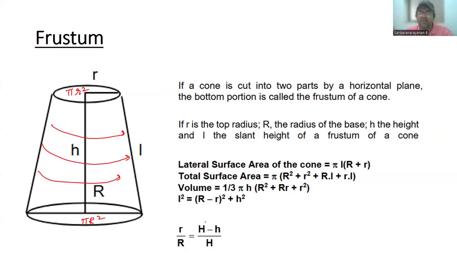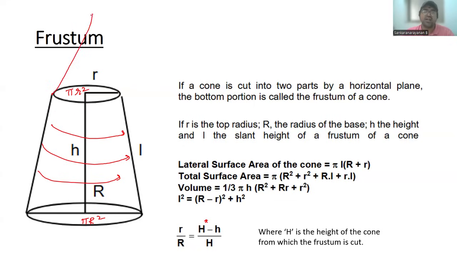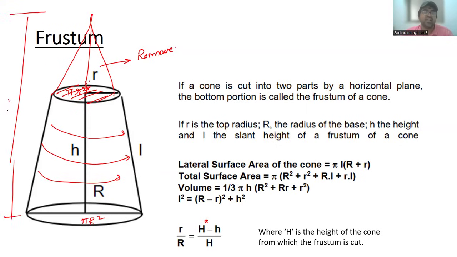And you may be wondering what this capital H is all about. Capital H is nothing but the height of the cone from which the frustum is cut. Just imagine this is that large cone from which you are chopping the top portion off. You are removing it and thus you are getting the frustum, right? So the height associated with that full cone is what our H corresponds to. I'm just presenting that detail over there.